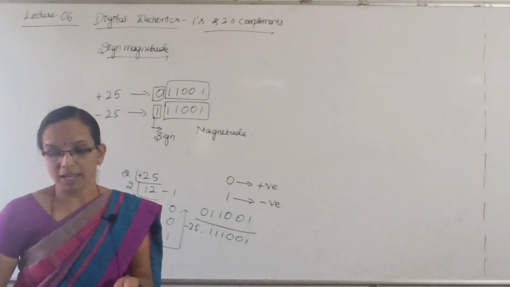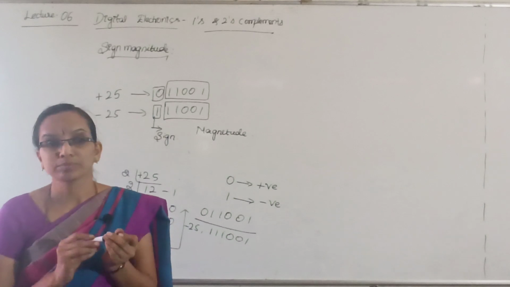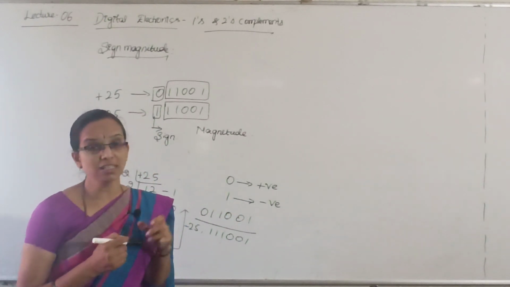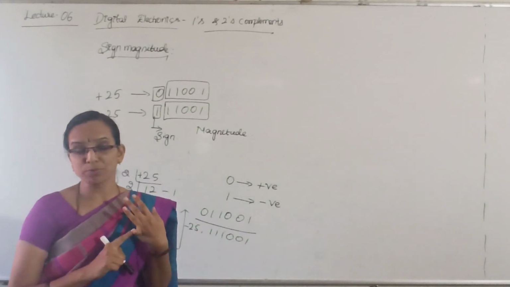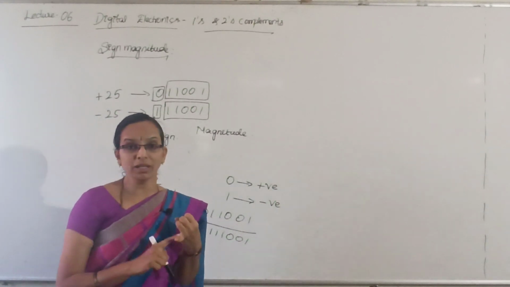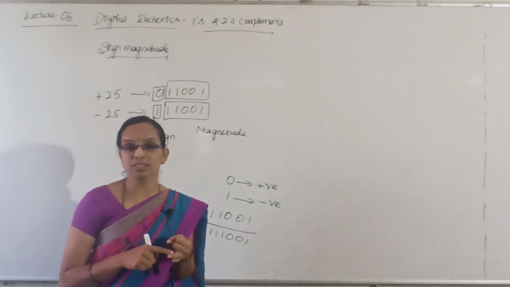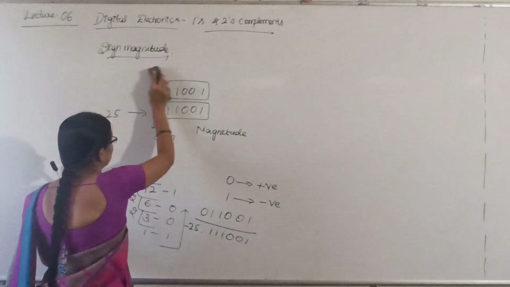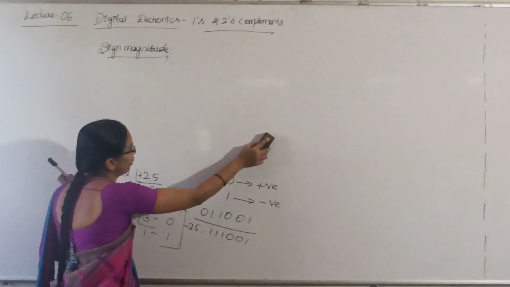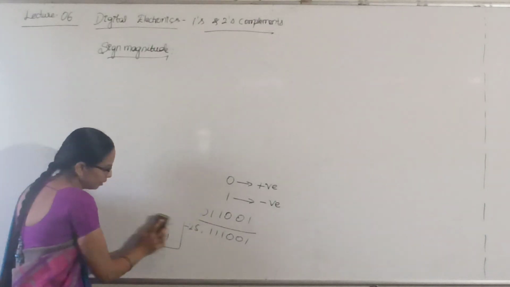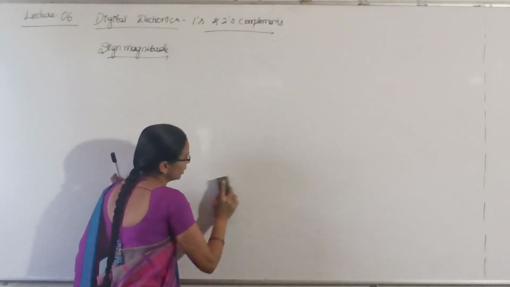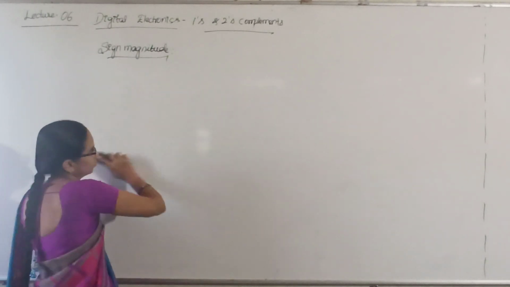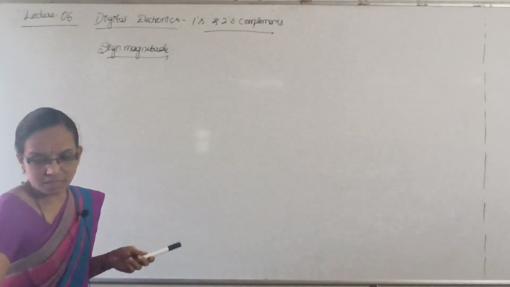How do we represent signed numbers in binary? One of the methods is sign magnitude notation, that is, for positive integers the MSB will be 0, for negative integers the MSB will be 1. That means however many bits you are using to represent the magnitude of the number, one extra bit will be there to represent the sign of the number.